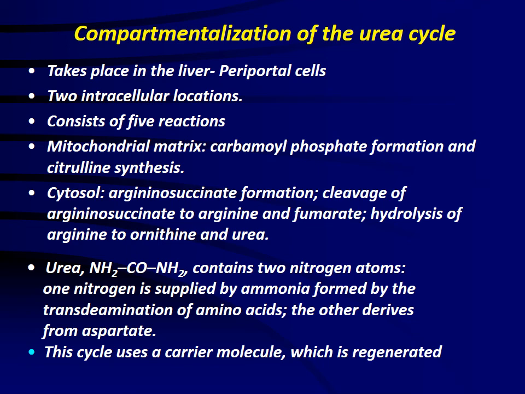Urea contains 2 nitrogen atoms. One nitrogen is supplied by ammonia formed by the transdeamination of amino acid. The other is derived from aspartate. The cycle uses a carrier molecule which is regenerated.